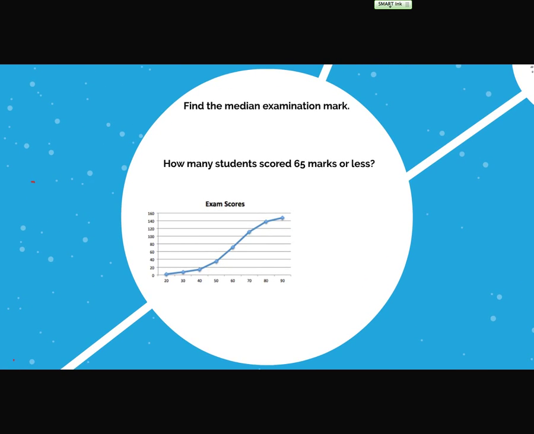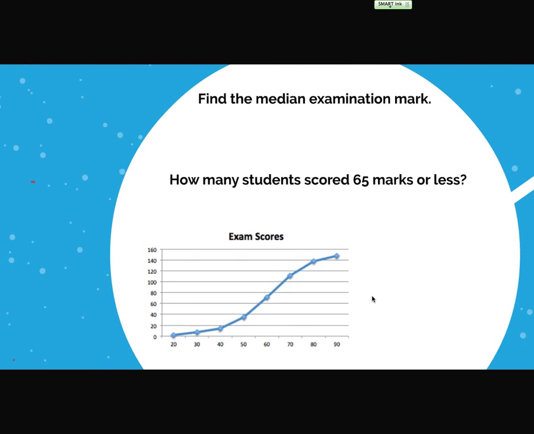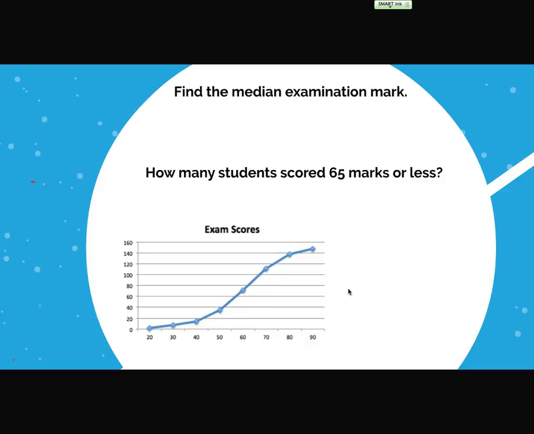Starting with finding the median examination mark. I'm just going to try and zoom this in, so if it goes away, we'll get it back. Come on, here we go. The median examination mark. Well, what percentile was median? 50. So the median is at 50%, and so half of our total. Well, remember our total was 150. So what is 50% of 150? Half of 150? 75.